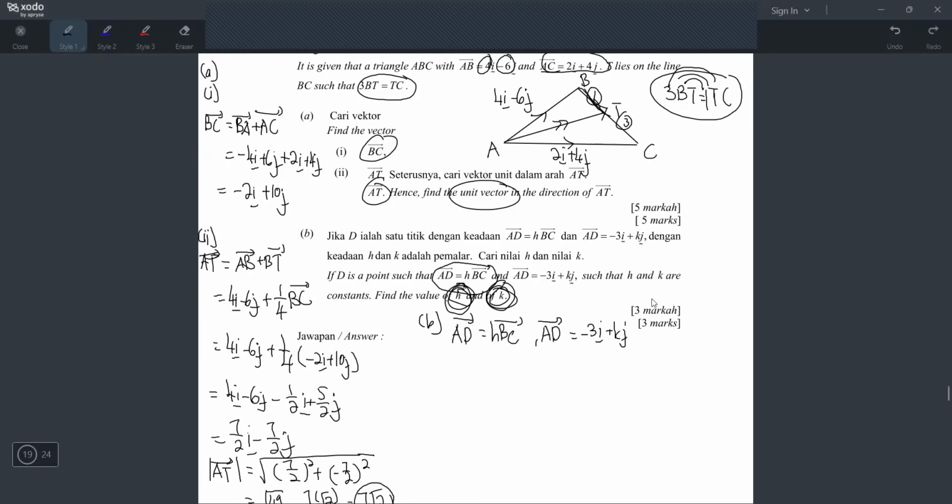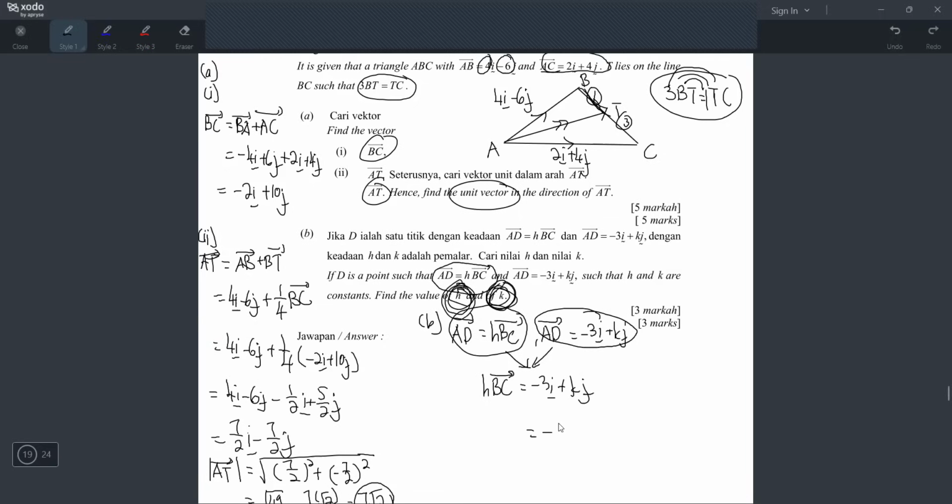In the whole question, the only information with k is this, which is the AD vector. And in the whole question, the only information with h is here, right? So definitely I have to think about some way to connect these two pieces of information into one equation, and I need to make sure that equation has h and k at the same time. Then only I can solve. So can I combine these two? The answer is yes, because this is vector AD, this is also vector AD. It means h times vector BC is equal to negative 3i plus kj. Can you see I have successfully made h and k inside one equation.